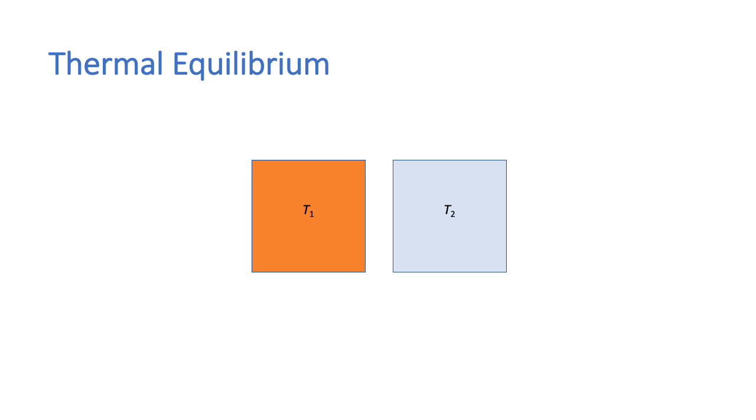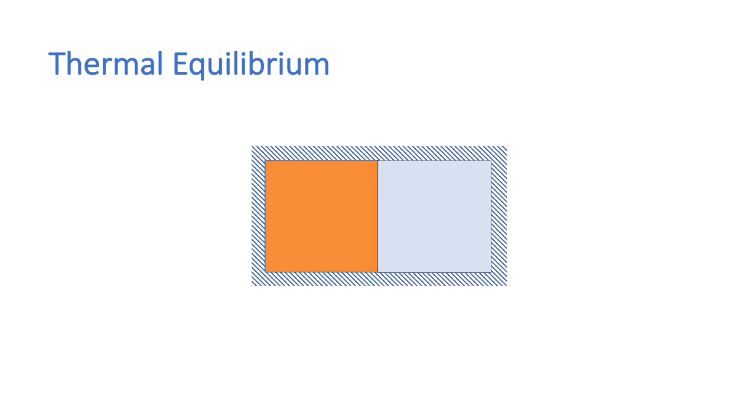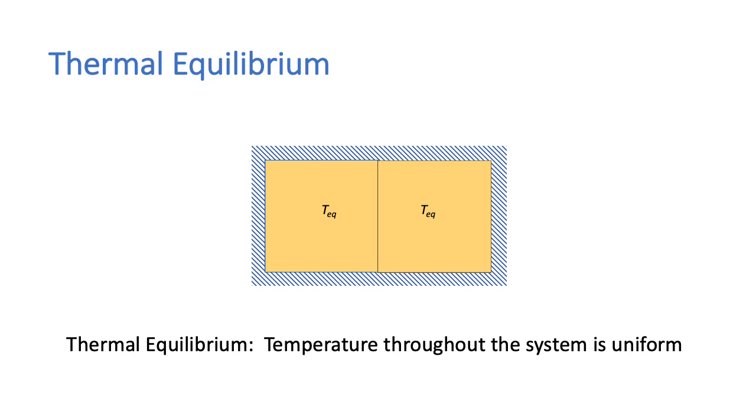Here we have two masses which are at different temperatures, T1 and T2. We bring them in contact with each other and insulate it so that the system is isolated. Eventually, the temperature of both the masses becomes the same. They are then said to be in a state of thermal equilibrium, where the temperature throughout the system is uniform.